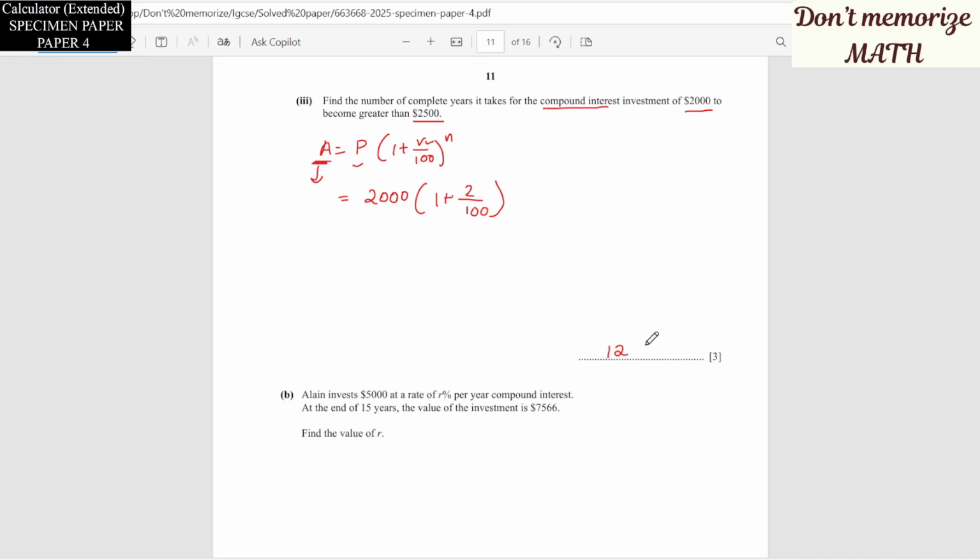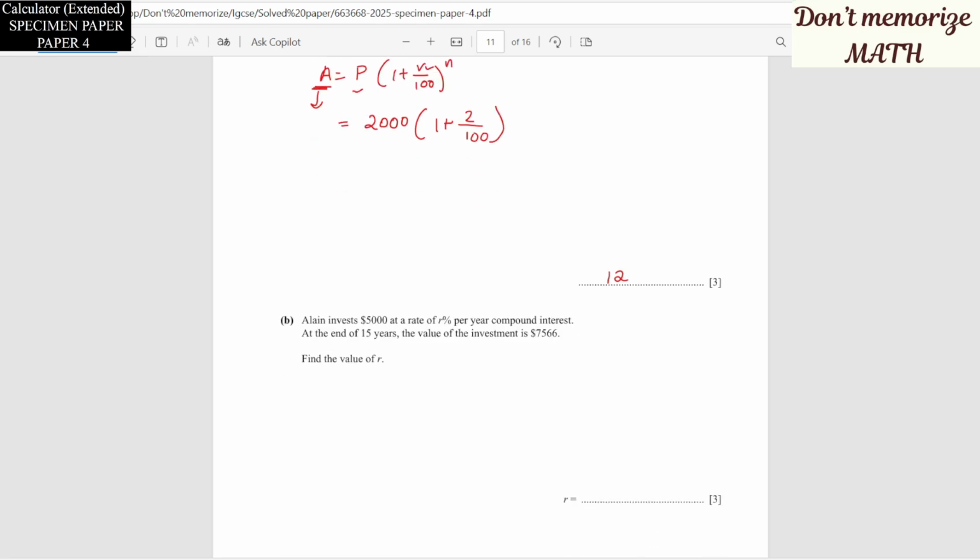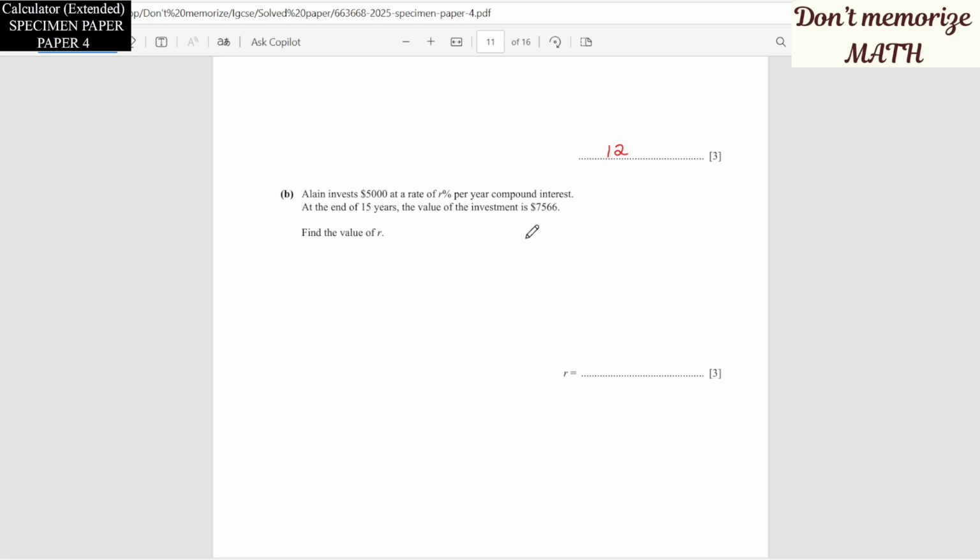It will take more than 12 years. Like 11 years means it is just 2400 something. So it has to complete the 11 years and it has to be more than 12. Then only we will get 2500 something. Okay. Then Alan invests 5000 at a rate of R% per year compound interest.